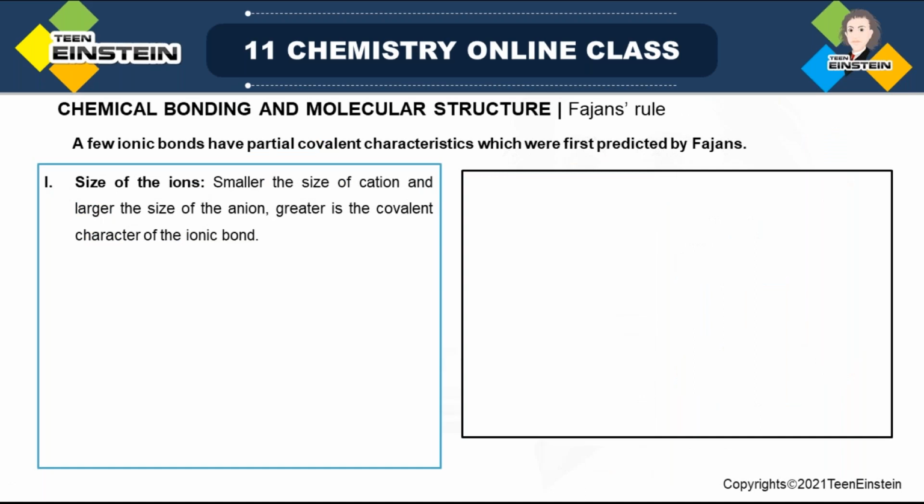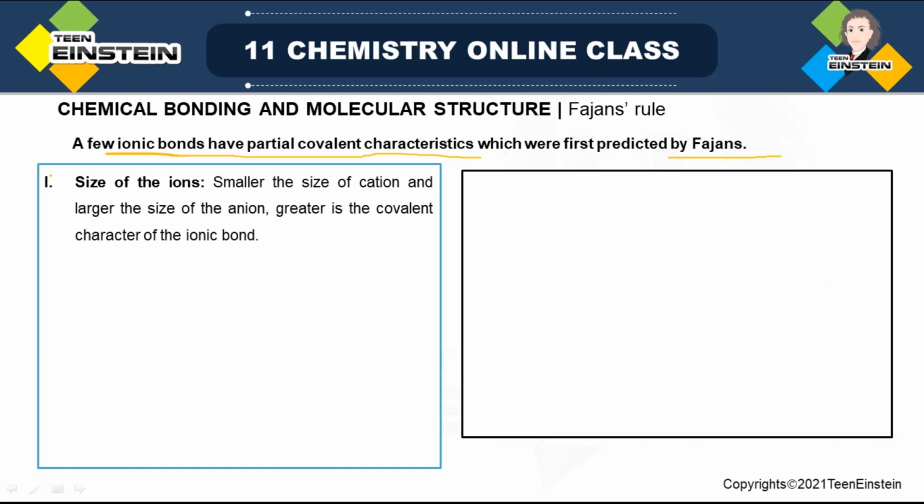So a few ionic bonds have partial covalent character. But remember, that is not always necessary. In some cases, partial covalent character can be generated. And to understand the extent of this type of covalent character generation, we have to consider Fajans rule.